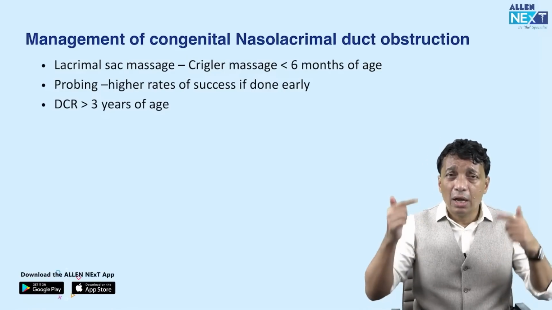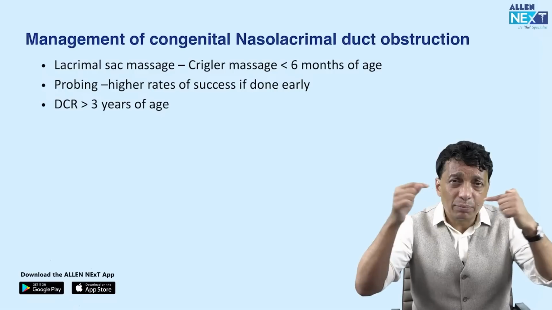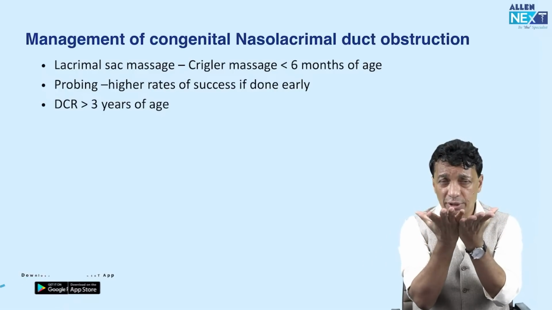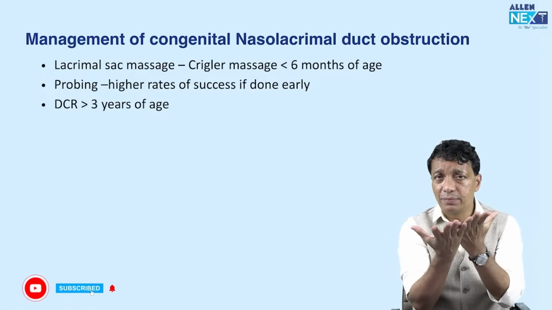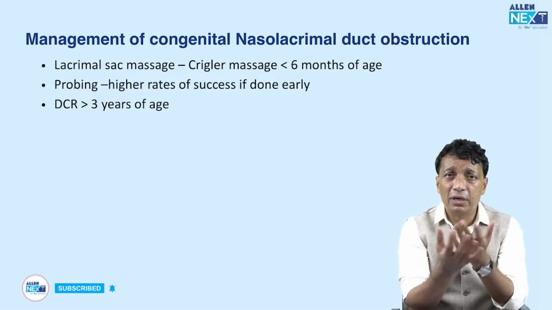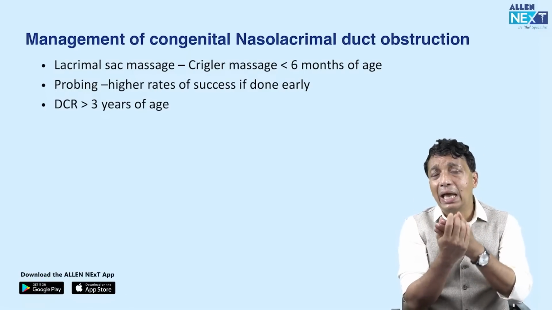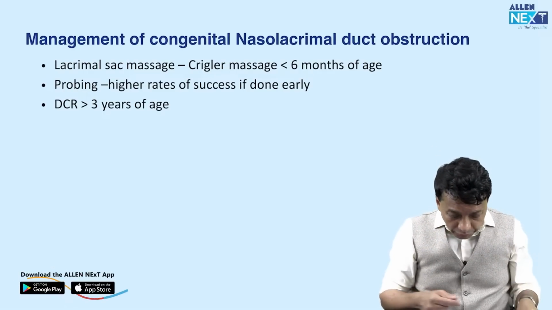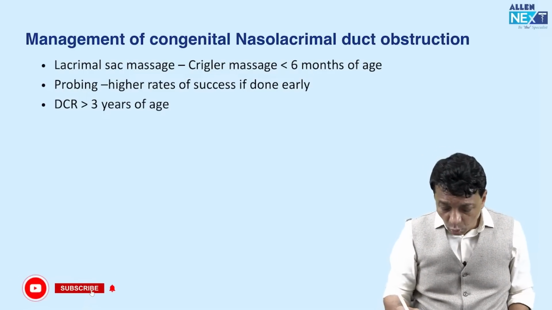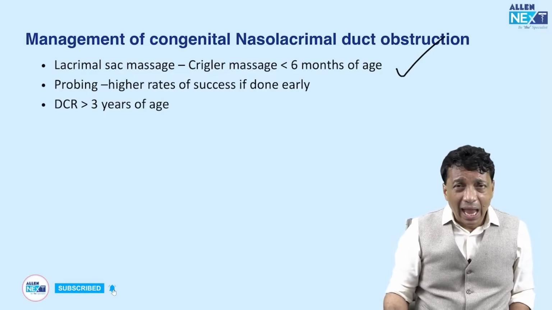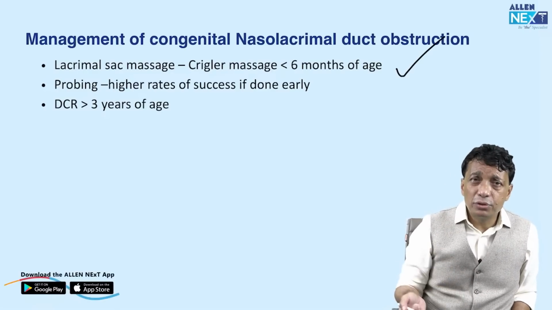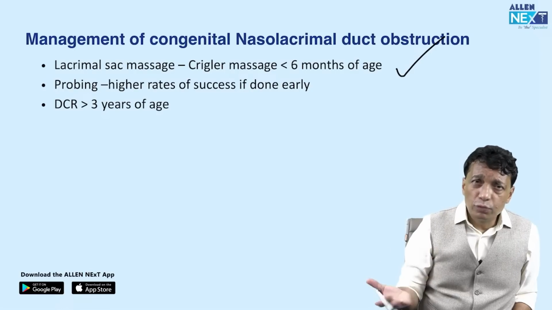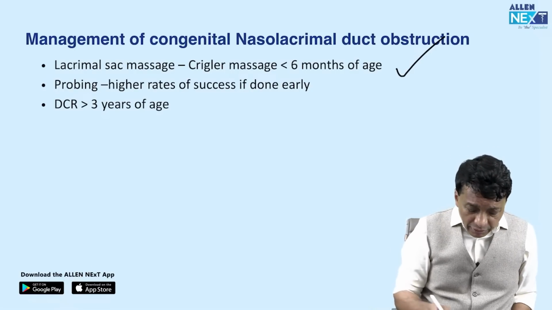of age because what we do by putting our fingers and pressing it down, we increase the pressure which pops open the valve. Okay, this valve is just on the verge of opening up anyway. So, by increasing the pressure, we pop the valve open and it opens up. So, this usually works very nicely, but only up to 6 months of age. And after 6 months of age, if it doesn't do, we can still do it for a few more months, but it doesn't work. Then we try probing.